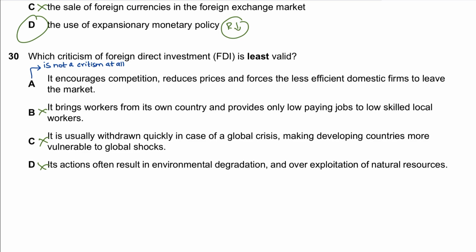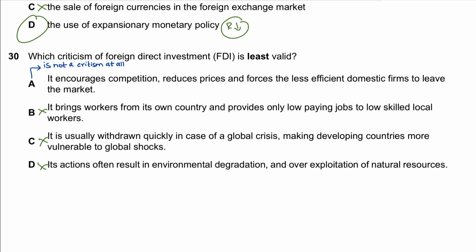Option A, by the way, is not a criticism at all. It's a benefit. When foreign firms enter a country, they often increase competition. Increased competition can reduce prices for consumers, improve product quality, and encourage innovation. It may force the inefficient domestic firms to become more productive and efficient. So this will improve economic efficiency in that country and improve consumer welfare. So this is not a strong criticism of FDI.